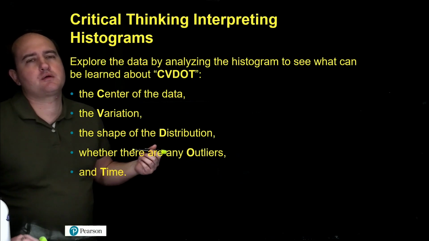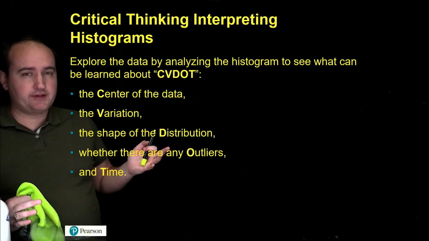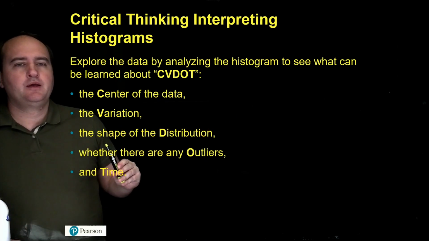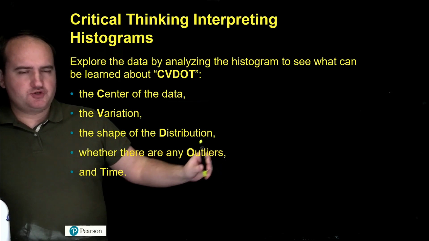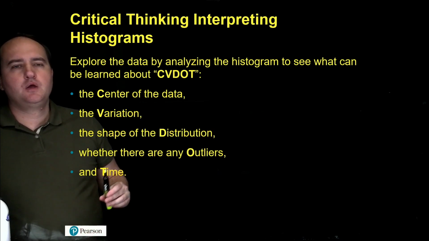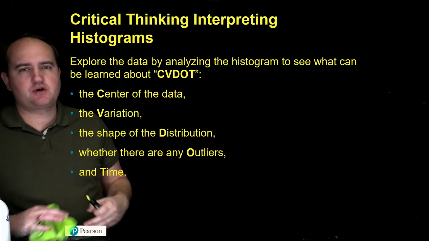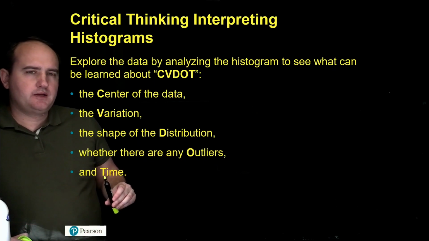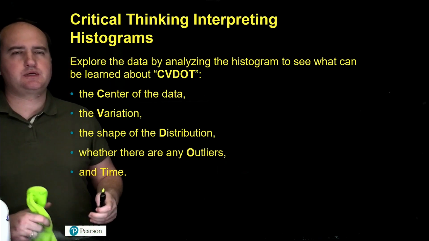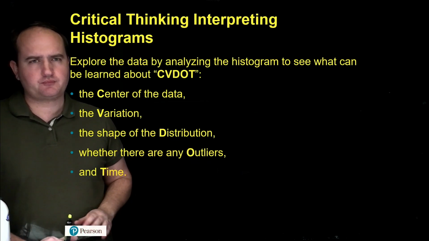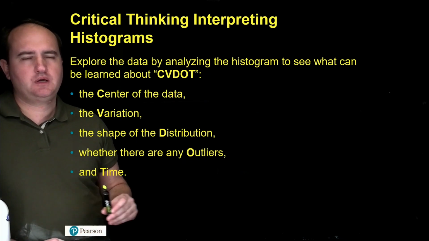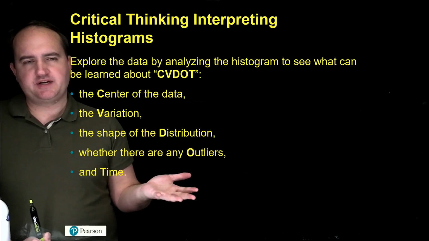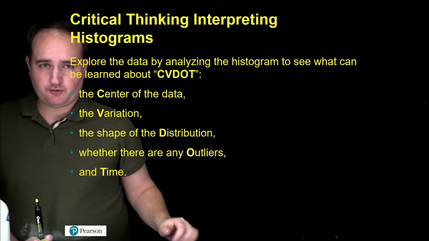But as we're already talking about, the importance of histograms, or any graph really, is to represent the center of the data in a picture so we can see it, the variation or the spread of the data, that's the V, the shape of the distribution, so that would be the shape of our graph, whether there are any outliers. So remember, outliers are data values that are far away from the other values. And then the last one is time. So time means your histogram can actually change over time, so you'll have different histograms. Okay, but time's probably the least useful one here. So it's mostly about the C, V, D, and the O. But this doesn't show up on your homework, so we're going to go ahead and go on to the next slide. But I just left it here in case you're interested in critical thinking.